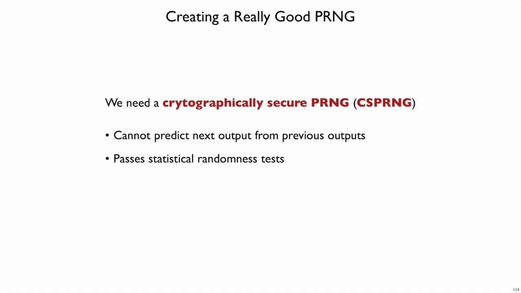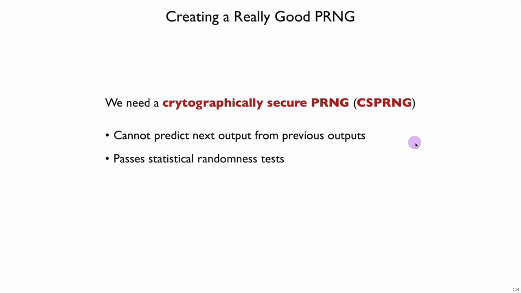The last catch is that we need a really good random number generator. We need one that fits the definition of a cryptographically secure pseudo-random number generator, or CSPRNG. A cryptographically secure random number generator will have the usual random number generator properties, like you can't just predict the next output from looking at previous outputs.